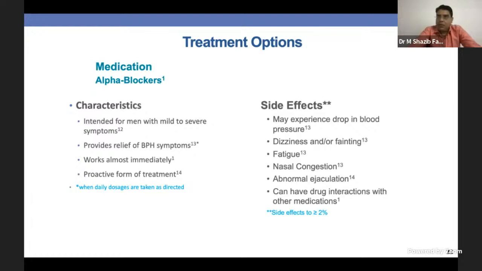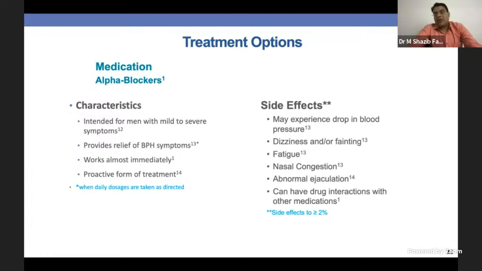The first one is alpha blockers. Alpha blockers are medications which block the alpha receptors present in the urethra, prostate gland, and the bladder neck. So these are basically meant for people who have mild to severe symptoms. Obviously, they provide relief of BPH symptoms, work almost immediately, and it's a proactive form of treatment.